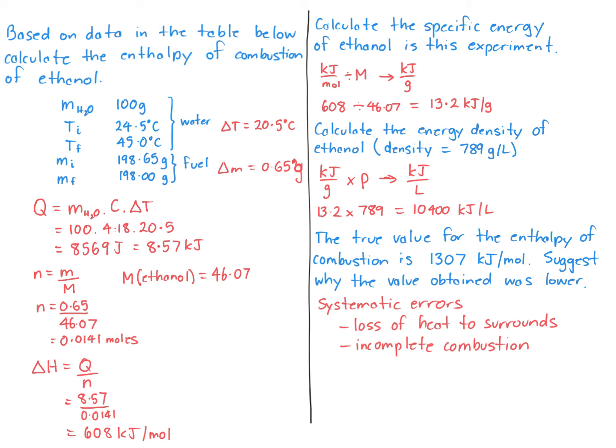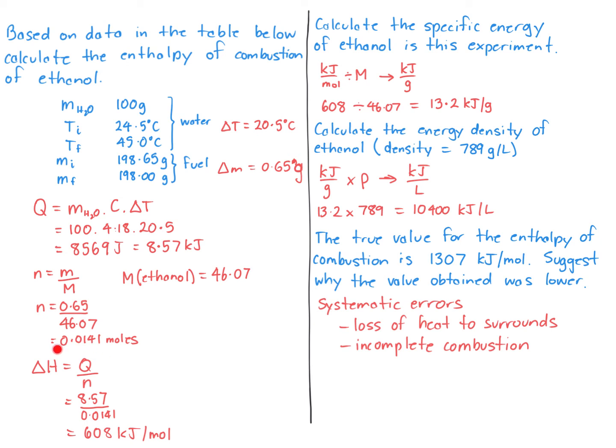So number of moles equals mass over molar mass, 0.65 over 46.07 equals 0.0141 moles. That was how many moles of fuel, of ethanol, we burnt in that 0.65 grams.